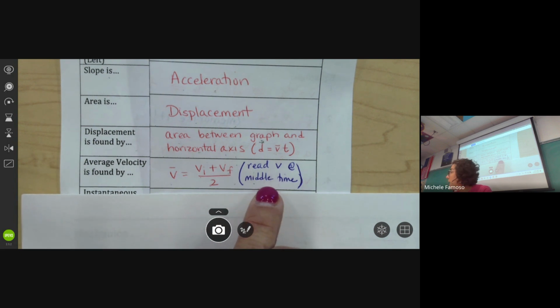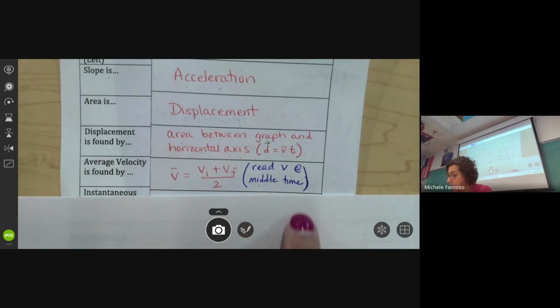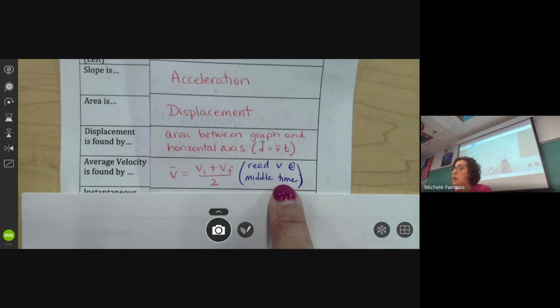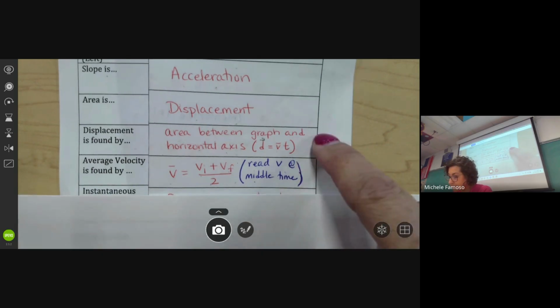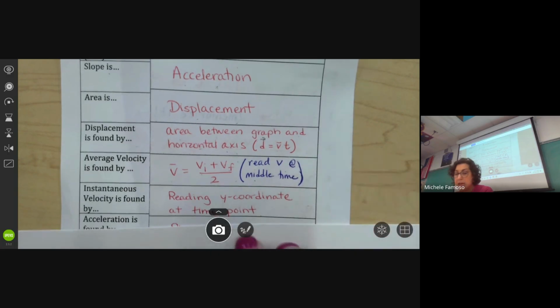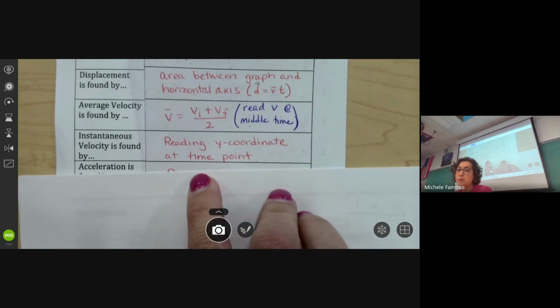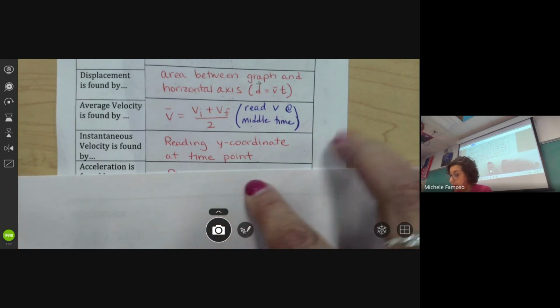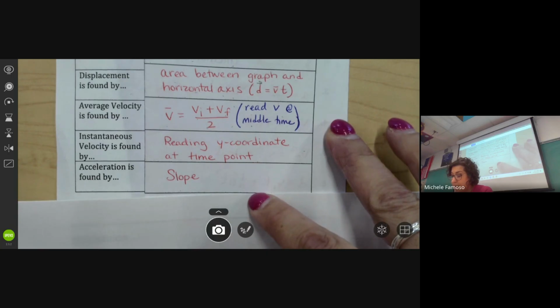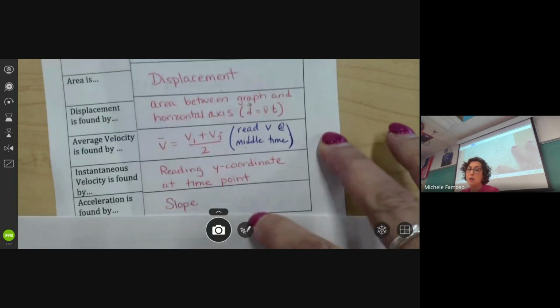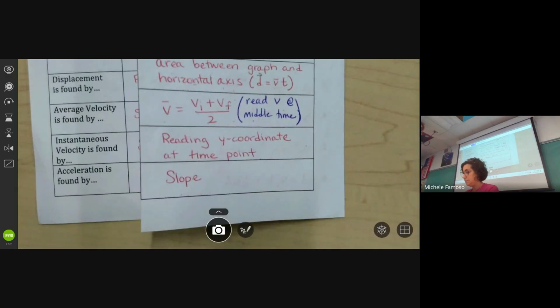What I mean by that is if I wanted the average velocity between 0 and 2 seconds, the middle time is 1 second. I would read the graph at 1 second, and that gives me my average velocity. To get my instantaneous velocity, all we do is we read the y-coordinate for whatever time they asked you for the velocity at. And the acceleration, again, is found by calculating the slope of the line.